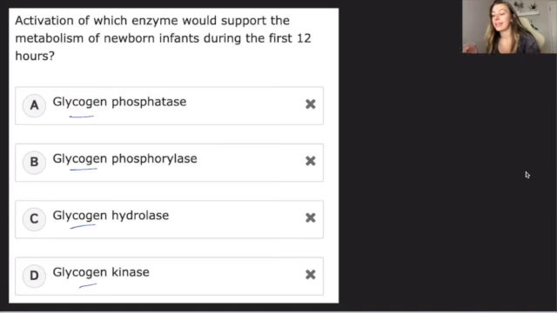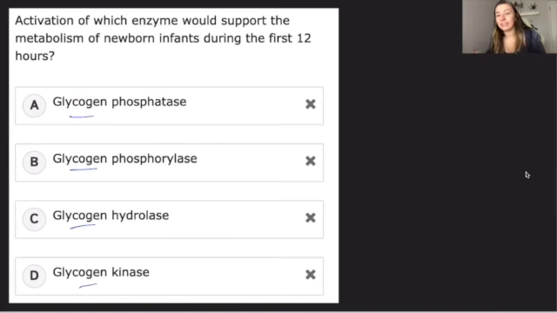But what you need to know is that glycogen phosphorylase is going to be the enzyme that puts inorganic phosphate onto the glycogen to break it off from its glycogen chain and break it into a glucose monomer. I think I have the actual quote down here. It says glycogen phosphorylase uses inorganic phosphate in order to cleave alpha 1,4 glycosidic bonds to produce glucose 1-phosphate. So that's the purpose of glycogen phosphorylase.